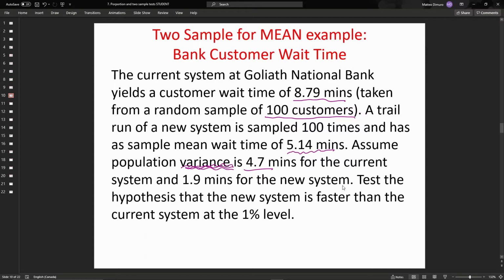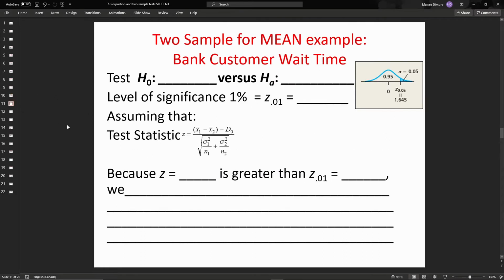So when I say you've got to keep your numbers straight, you've got to really keep your numbers straight. Write yourself a nice list, okay? Test the hypothesis that the new system is faster than the current system at the 1% level. Oh yeah, we can do that. We love to do that.